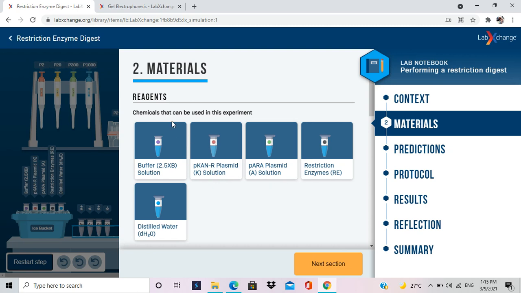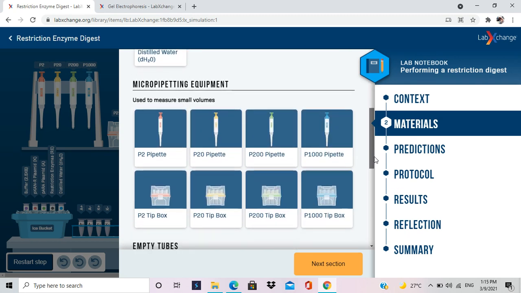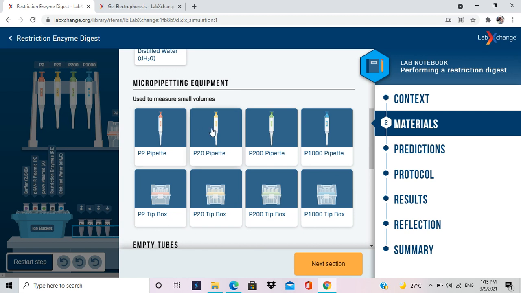The materials used are buffer solution, pKan R plasmid, pARA plasmid, restriction enzyme, and distilled water. The pipette equipment is a P2 pipette, P20 pipette, P200 pipette, and P1000 pipette, and also a P2 tip box, P20 tip box, P200 tip box, and P1000 tip box.